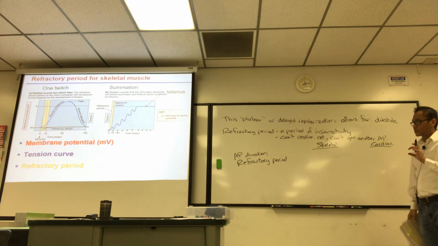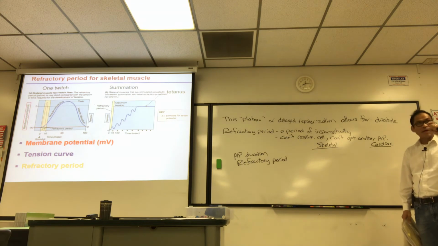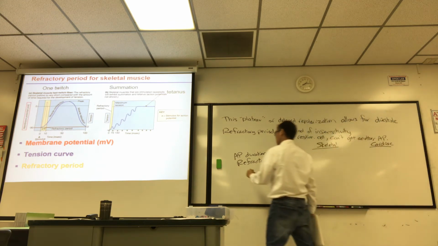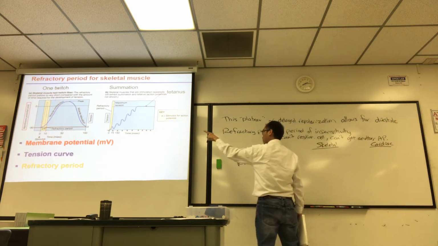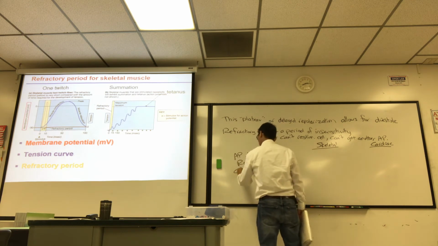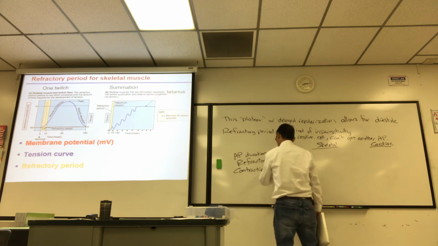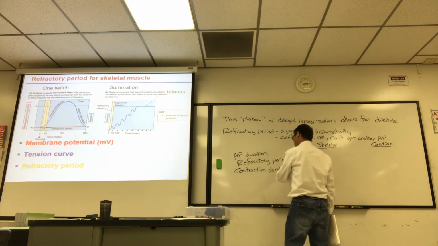Then think about the muscle fiber itself, the muscle twitch. How long does it take to build tension and then completely relax? Let's call that the contraction duration of the muscle. On this figure, it's that blue line. Contraction duration.